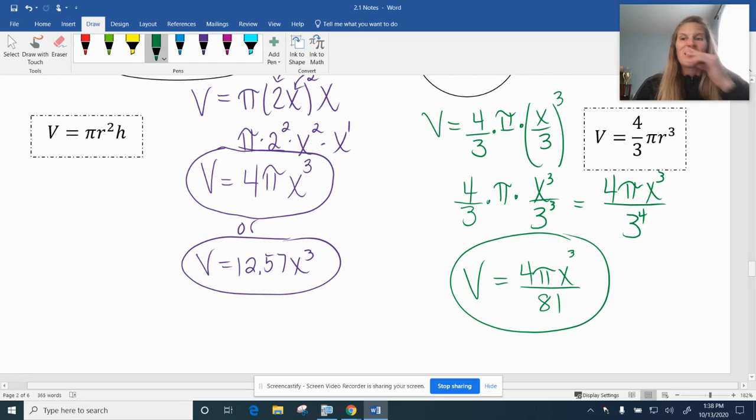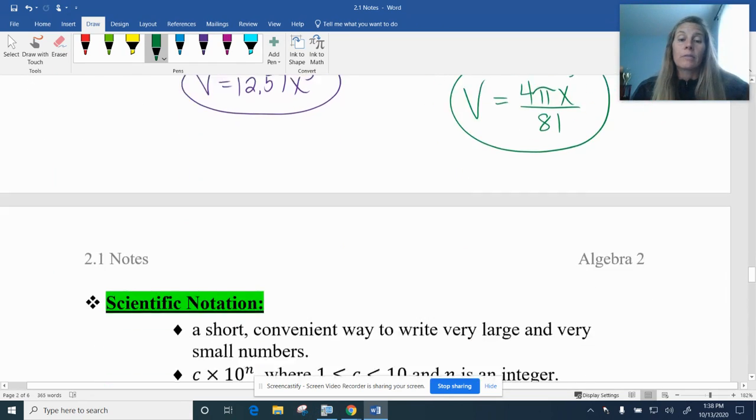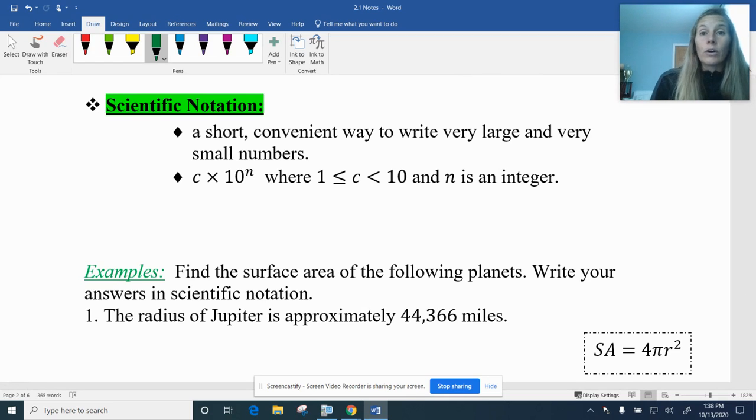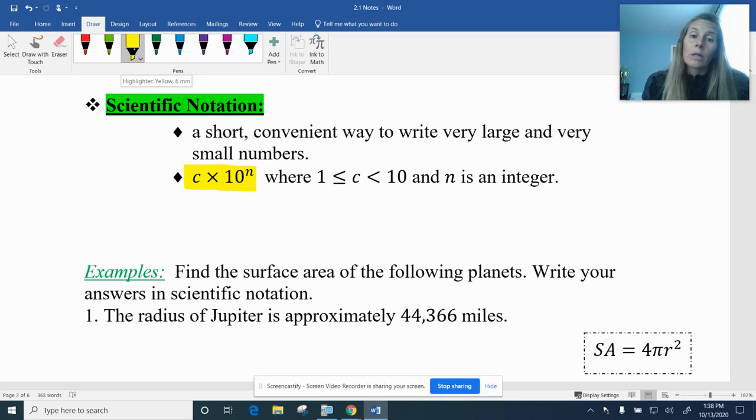Okay, so moving on. Now we're going to do some scientific notation. Scientific notation is a very short, convenient way to write very large and very small numbers. Now, the general form of scientific notation has to be that there's one number in the front, and then it's like times 10 to some power. However, the C value has to be a number between 1 and 10. So it can be a decimal like 1.8 or 5.7, but the number in front of the decimal can only be one digit. That would make it a number between 1 and 10.